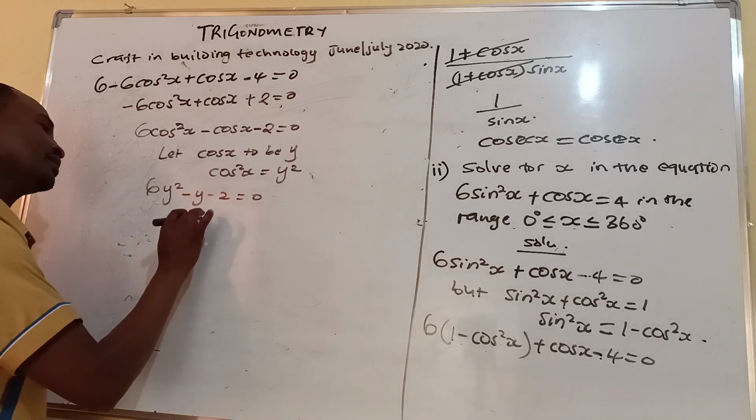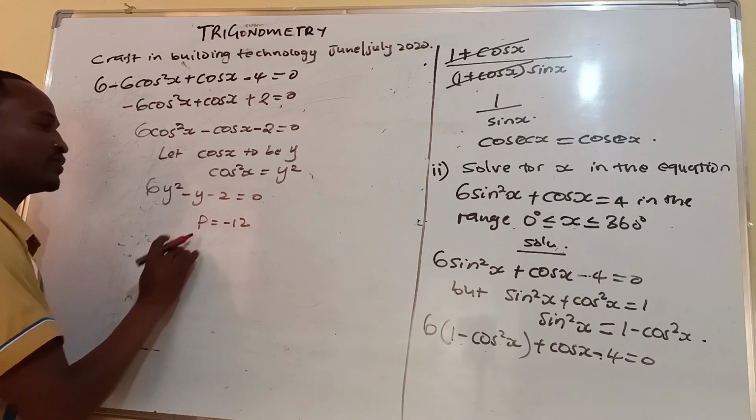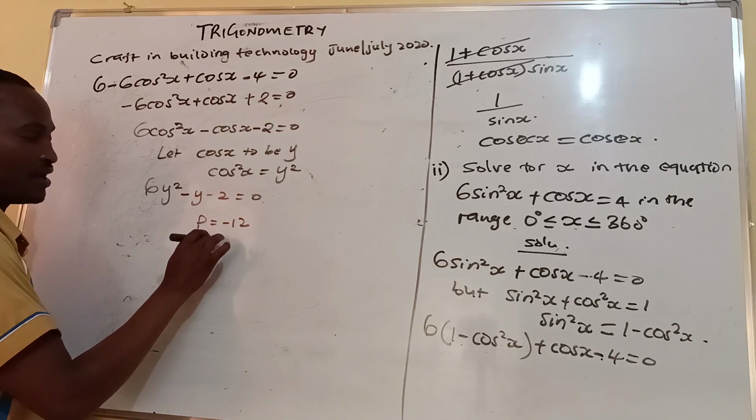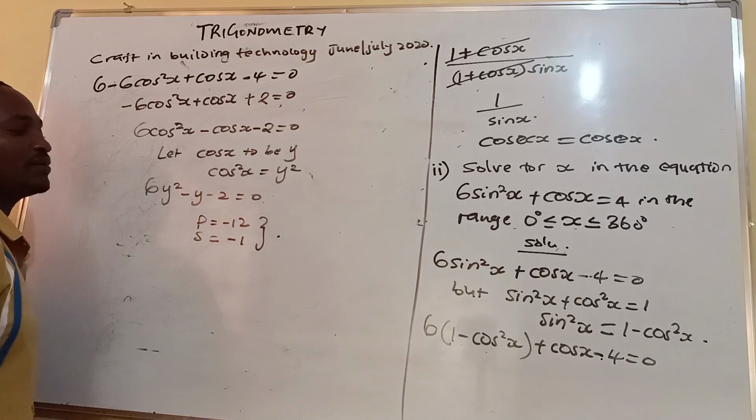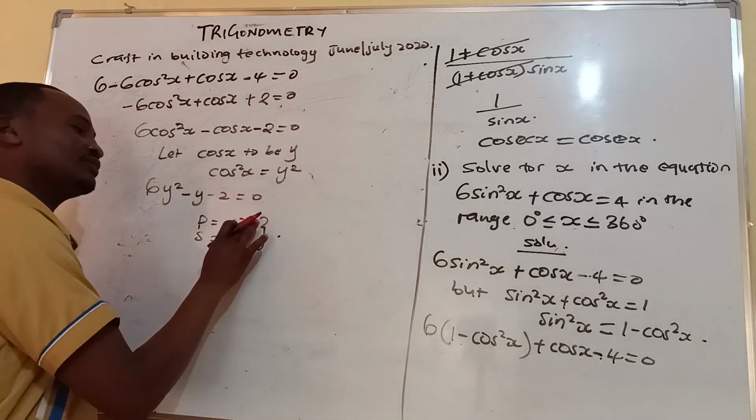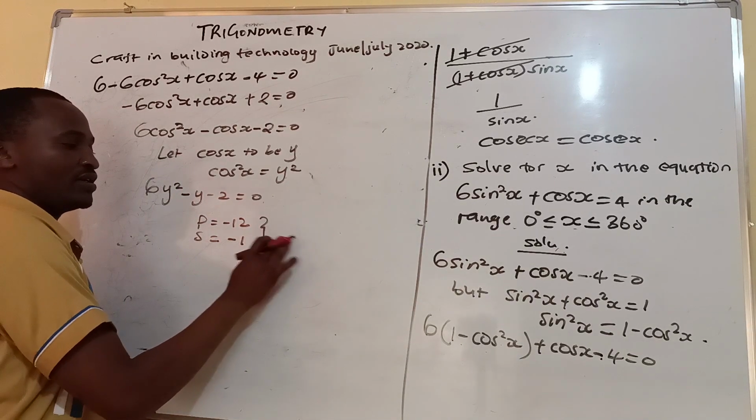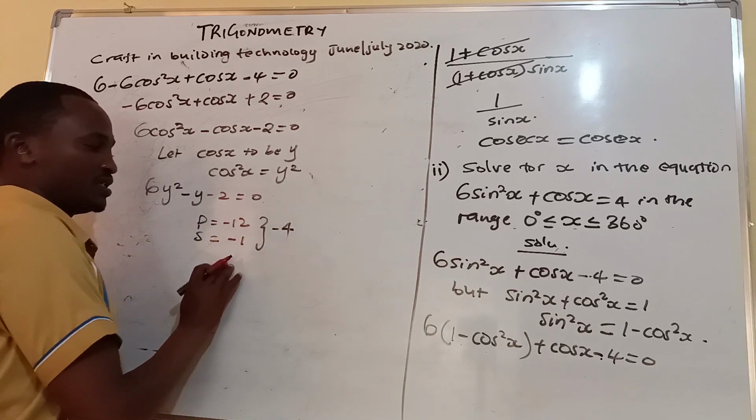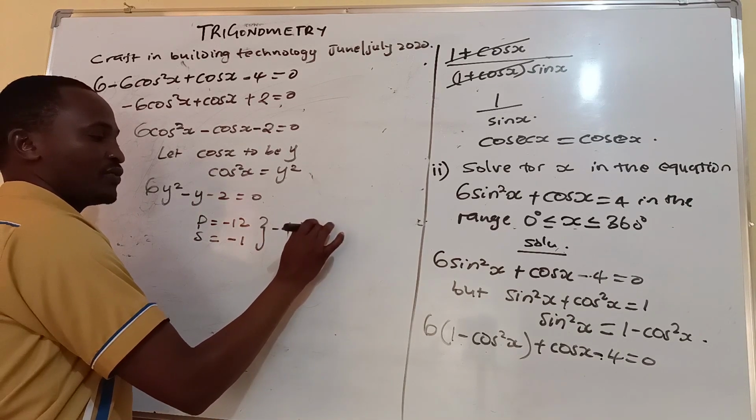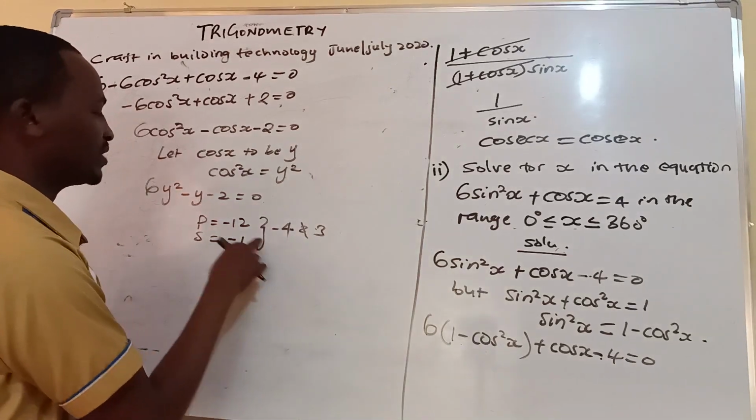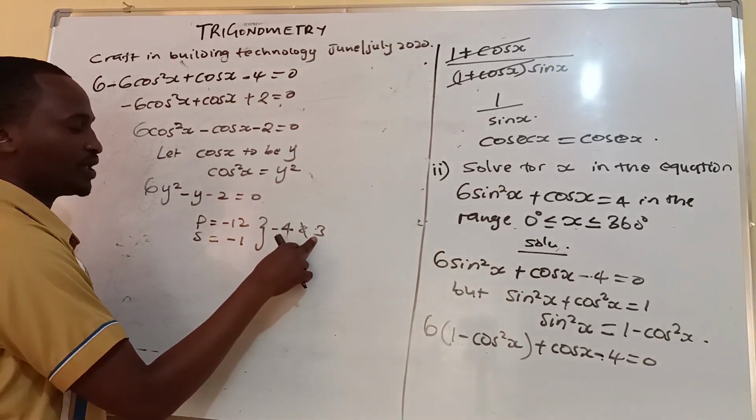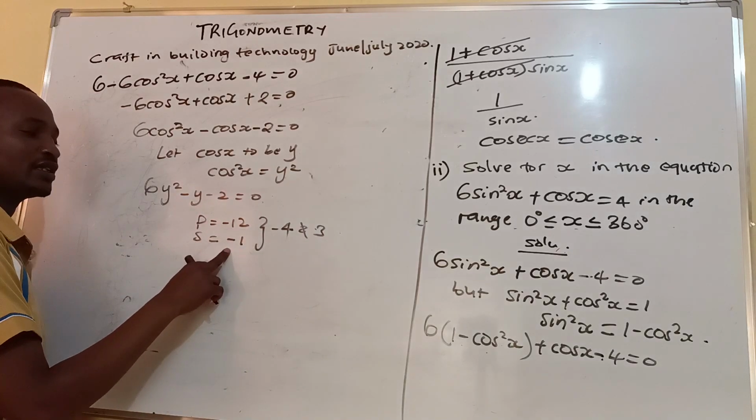The product here is negative 12 and the sum is negative 1. So we want two numbers that we can multiply to give us negative 12 and the sum to be negative 1. Those numbers will be negative 4 and positive 3. Because when you multiply negative 4 and positive 3, it will be negative 12. When you add them, it will be negative 1.